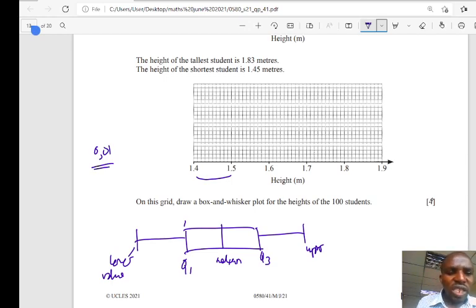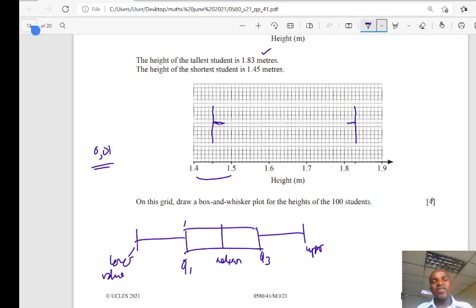So 0.45: 1, 2, 3, 4, 5. Somewhere here. So 0.45. I can draw my line here starting from this point. Then the ending is supposed to be 1.83. That's the tallest. 1.8, 1, 2, 3. So it's supposed to end here. That's my box and whisker.